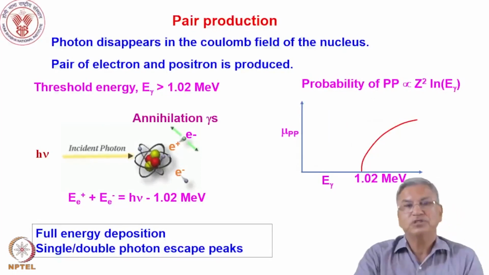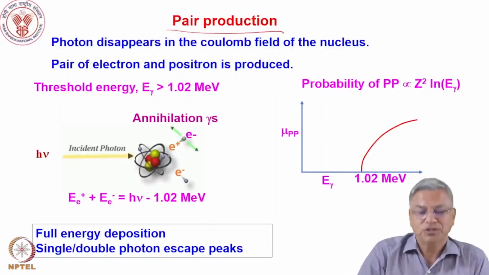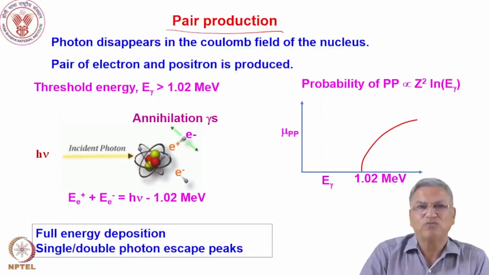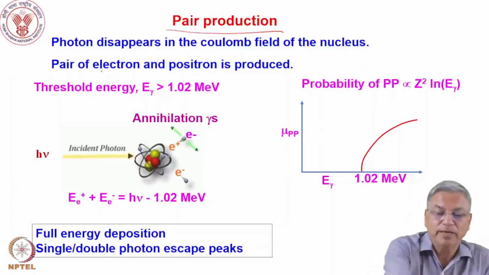Now the third process is pair production. Essentially, in this process also, the photon is completely lost. The photon is absorbed in the Coulomb field of the nucleus, and the energy of the photon is used in producing a pair of electron and positron.